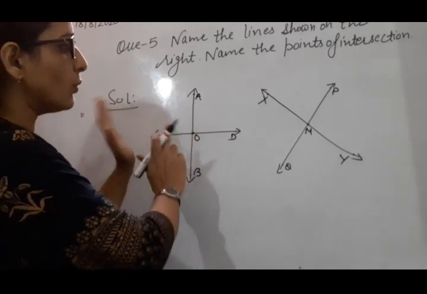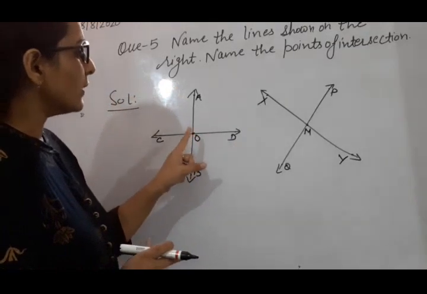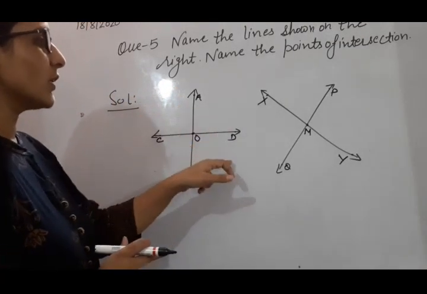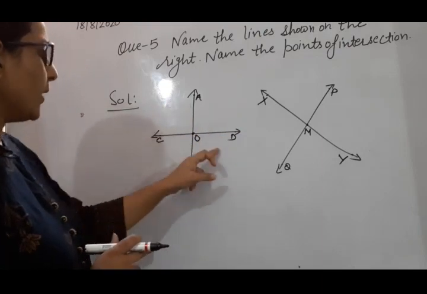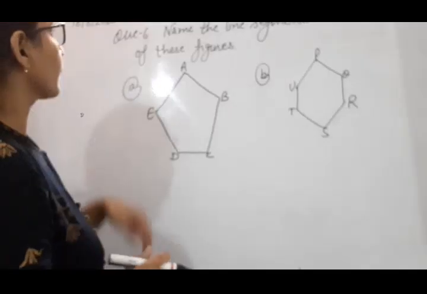So when you draw both these figures in your notebook, you use the scale. It is a must to use the scale when you draw both of these in your notebook, and give the names of the lines and the intersecting points also. Start.